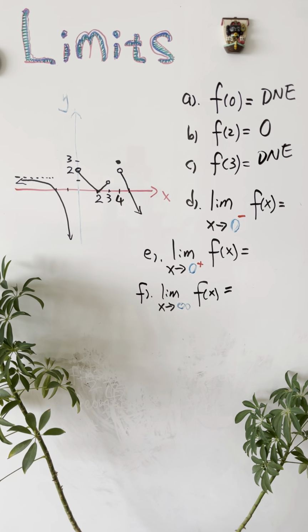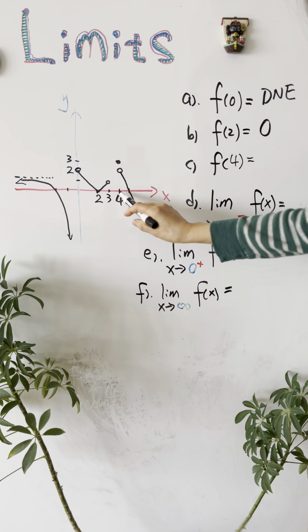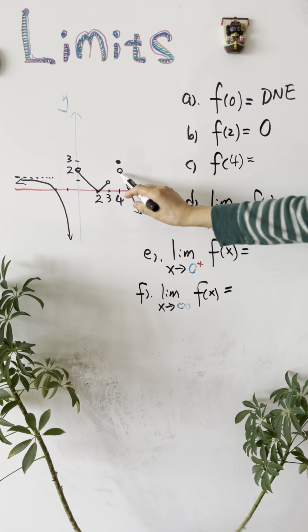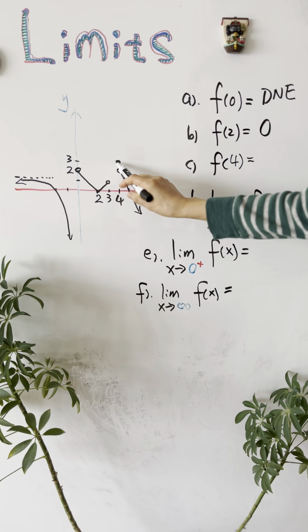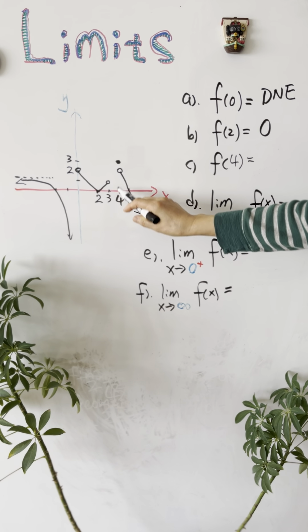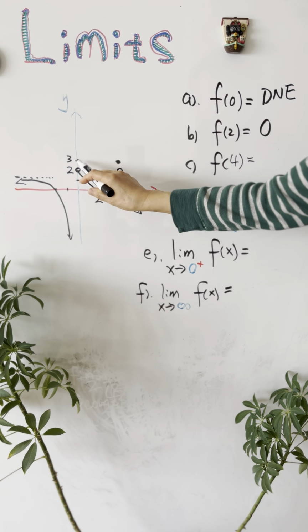Actually, let's talk about f of 4. We change this 3 to be 4. We go to the x value to be 4. We look at 4 on the graph. Well, this is an empty circle, but we have this solid dot here. That means f of 4 is 3.